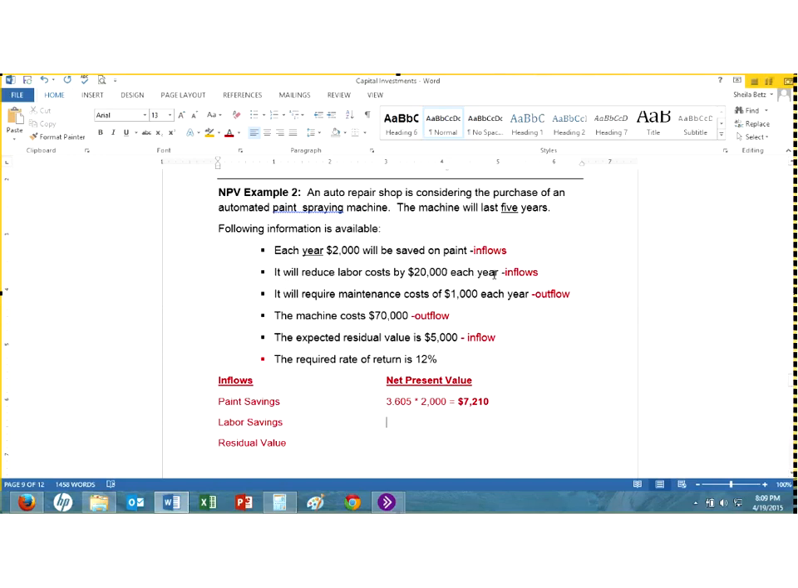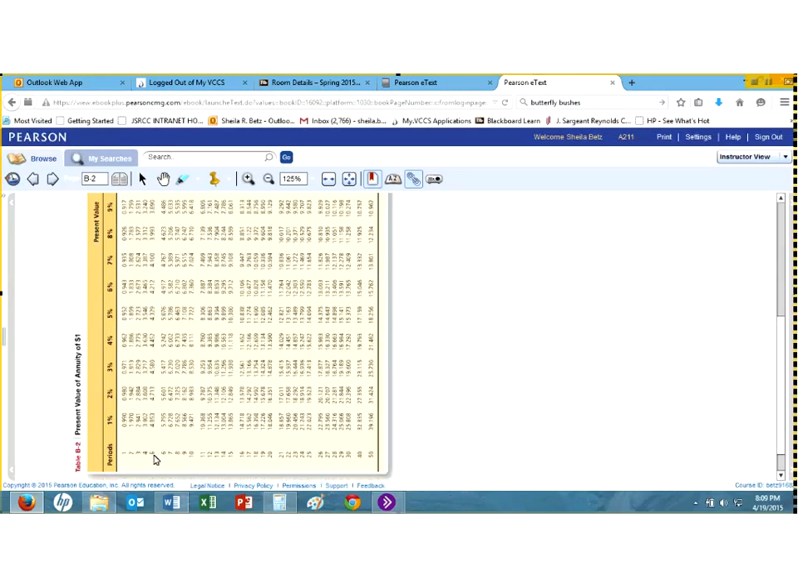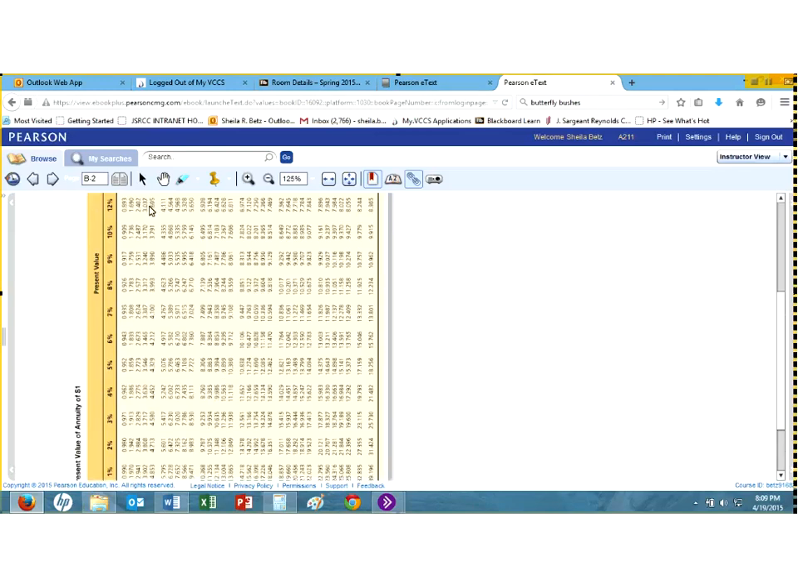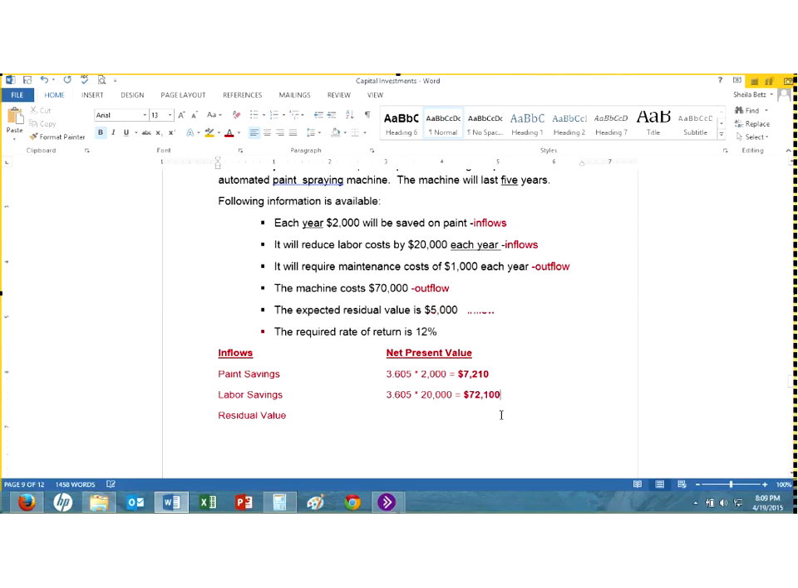All right? Labor savings, because labor savings is each year, we're going to use the table that we just looked at, the present value of an annuity. And the figure is going to be the same amount. We're going to use the 5-year row and scroll over to 12%, so we're going to use the 3.605. We would take the 3.605 times the $20,000, so that money in the future is worth $72,100 today.